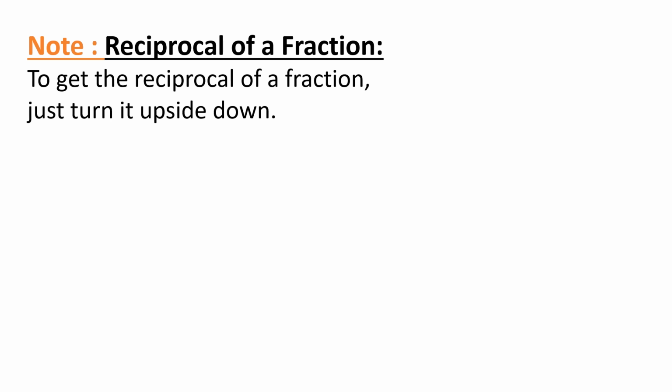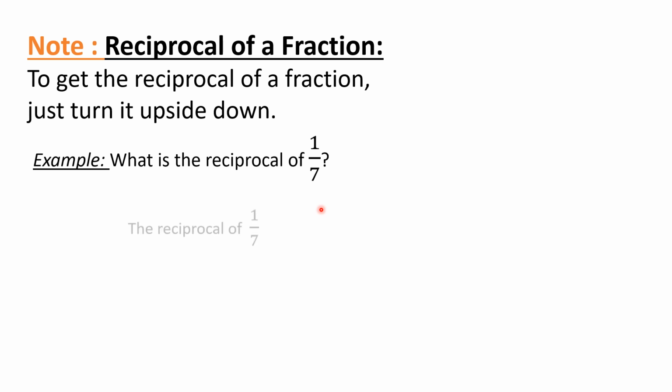Now let's take this note. Reciprocal of a fraction. We mentioned before, if I have two fractions, they have division, I keep, change, change. I change the second fraction, flip it, as writing its reciprocal. To get the reciprocal, it means I have to flip the fraction, turn it upside down. Example, what is the reciprocal of 1 over 7? Flip it, it will be 7 over 1, which is 7.